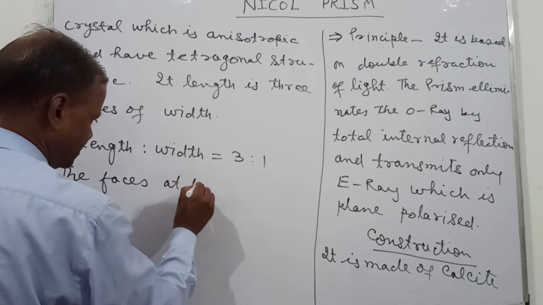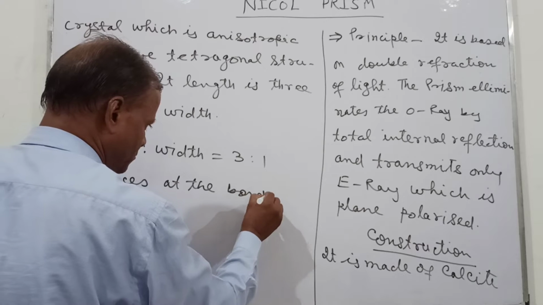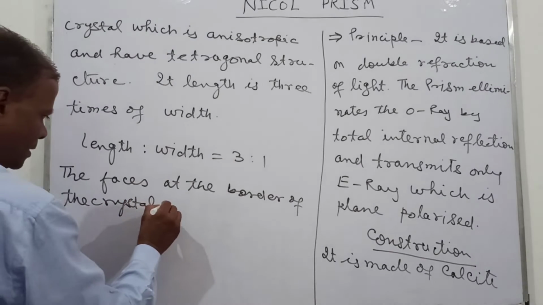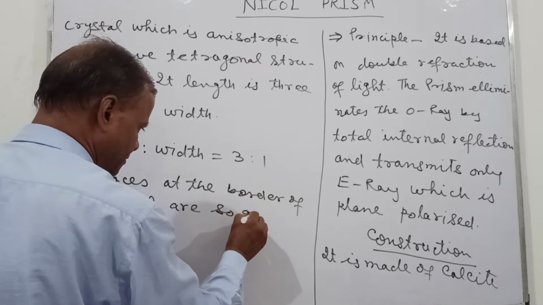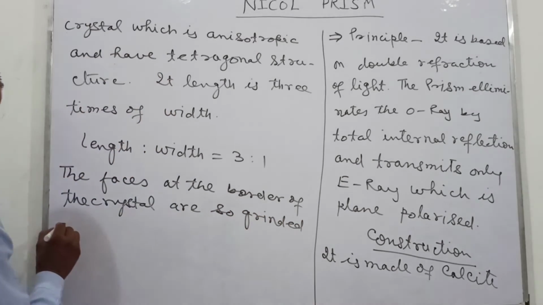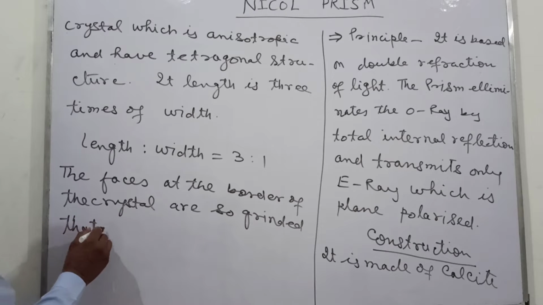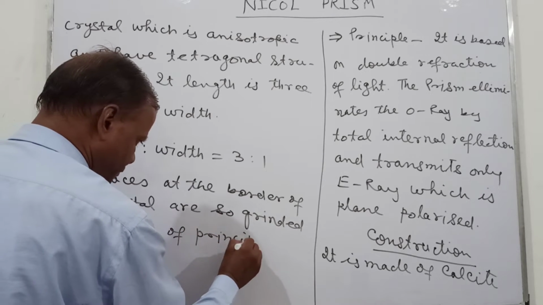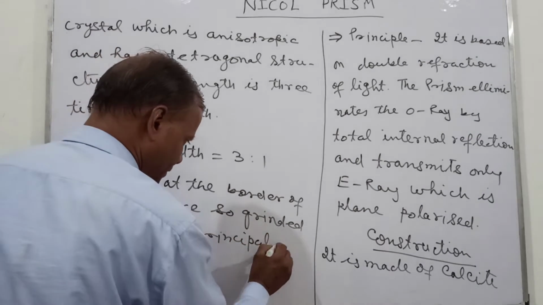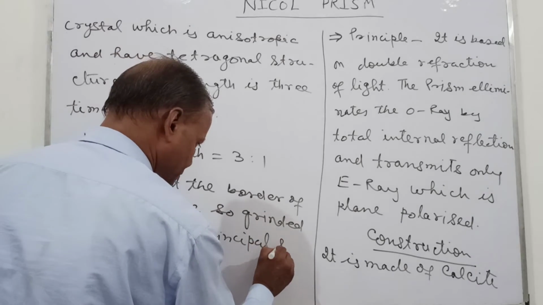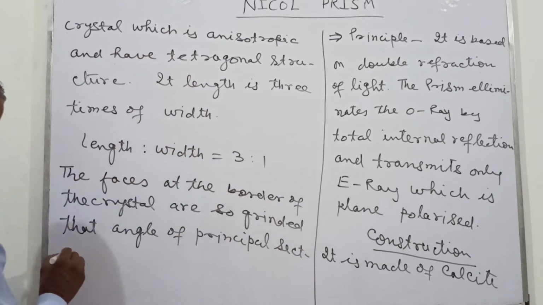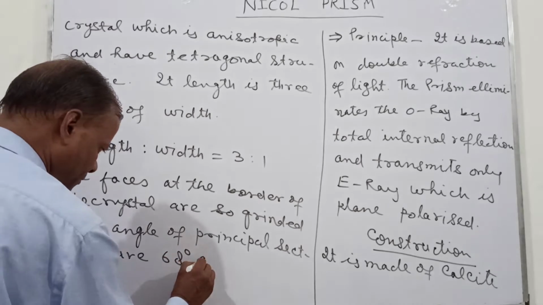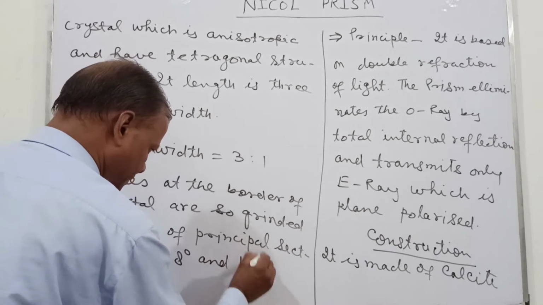The faces at the border of the crystal are so ground that the angles of the principal section are 68° and 112°.